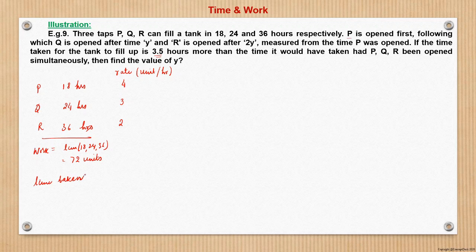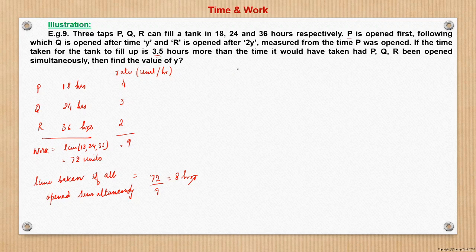Time taken if all are opened simultaneously is what? The total here is 4 plus 3 plus 2, which is 9. So time taken is 72 by 9, which is 8 hours. Here it is given that the time being taken is 8 plus 3.5, which is 11.5 hours.